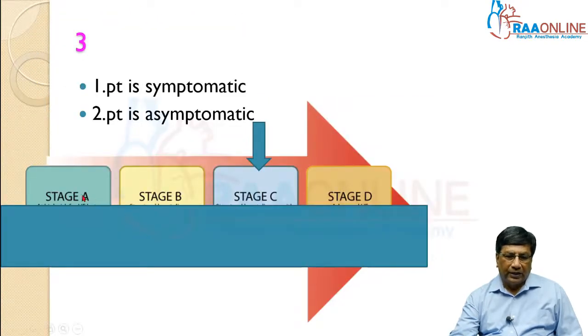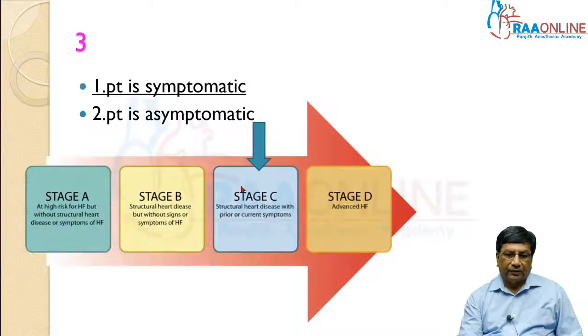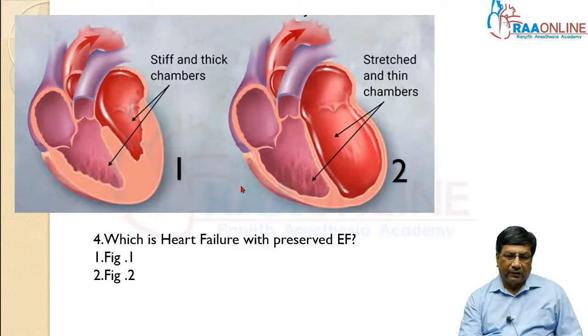Now I am showing the stages. I am showing you what is stage C. So, what is stage C in ACC classification? Whether the patient is symptomatic or asymptomatic. As you know, stage A, risk factors to develop heart failure. Stage B, structural heart disease with no symptoms and signs. Stage C is symptoms and signs. That means this patient has to be symptomatic. Stage C patient is symptomatic. Of course, stage D is refractory.